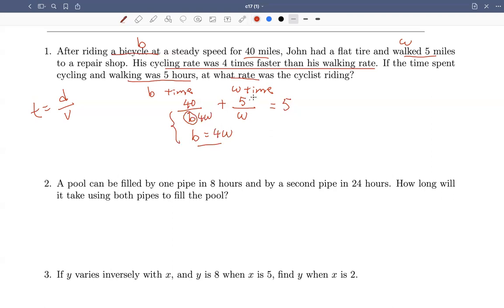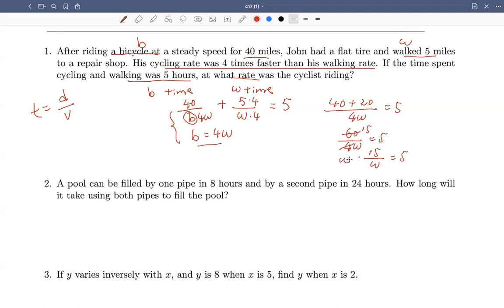Now we multiply 4 over 4, multiply by 1 for this because we need a common denominator. Then we have the numerator, 40 plus 5 times 4, 20, divided by 4W, the common denominator, that equals 5. 40 plus 20, of course, 60, right? Divided by 4W equals 5. Can we simplify 60 and 4? Sure. 4 goes into 60 15 times, right? 15 times 4, that's 60. So we have 15 over W equals 5.